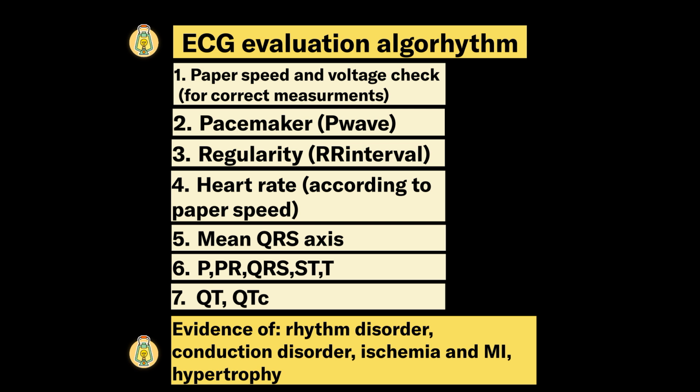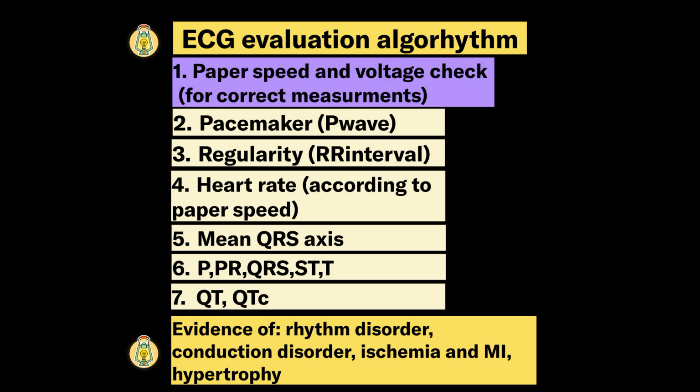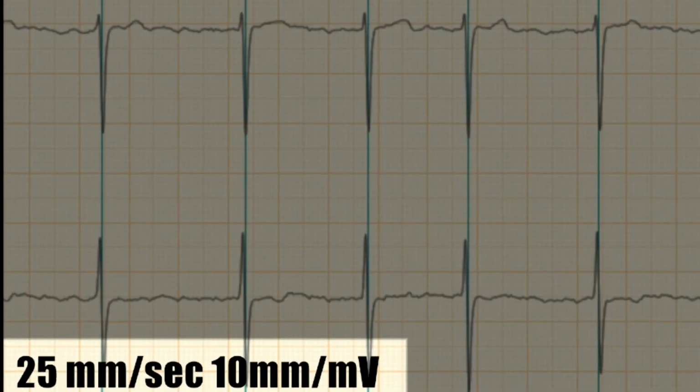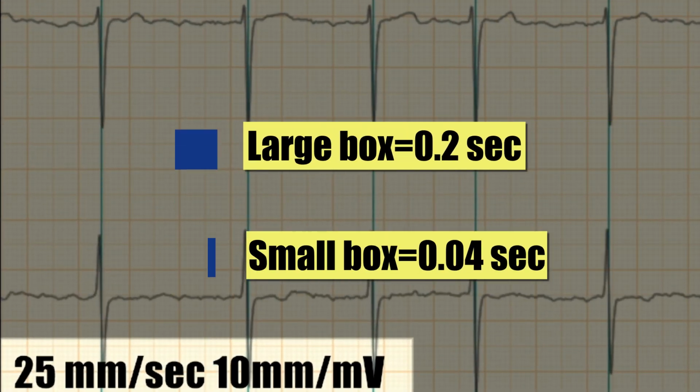If you examine ECG by the algorithm that you see on the screen, you will never make a mistake. So we start from the paper speed and voltage check. Remember, in case of 25 mm per second paper speed, one large box is 0.2 second and one small box 0.04 second. It takes 1 second to check, but helps with correct measurements in the whole ECG.